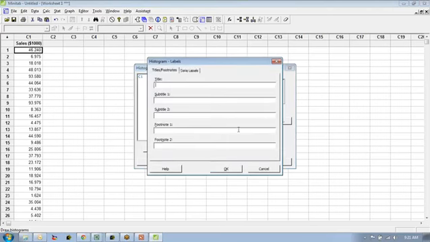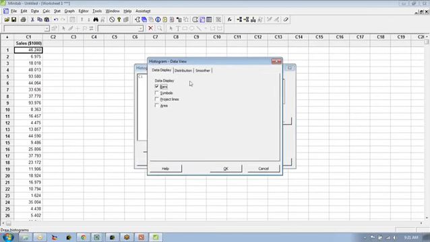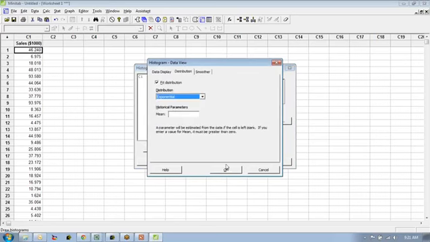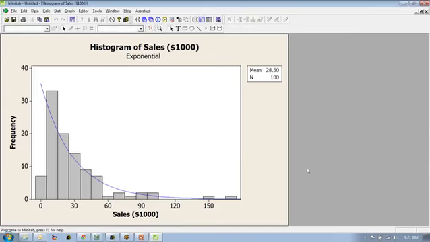That's not it. Oops, that's not it either. There it is, distribution. Let's look at the exponential distribution. It's going to fit an exponential. Yeah, look at that. The exponential is not a bad fit. See that? That's pretty good. That is not a bad fit to this data. Okay, and it tells us there's our mean, 28.5.